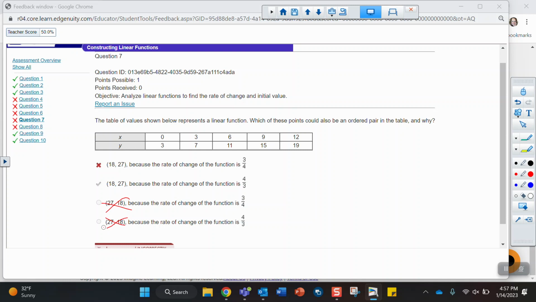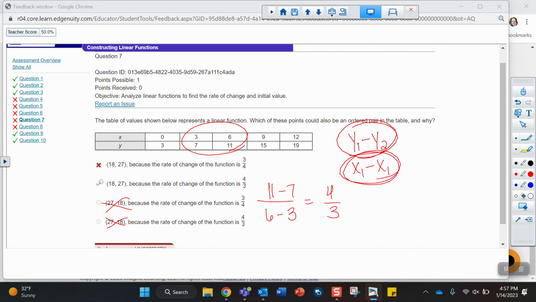I hope that they've shown the formula, y1 minus y2 over x1 minus x2. This is how we calculate this. If I take the second and third ordered pairs, you can take any 2 ordered pairs you want, if I do 11 minus 7 over 6 minus 3, I get 4/3. It's always the y's on top and the x's on bottom. So in the answer choice, you have the right ordered pair, but you have the x's and the y's flipped. Just make sure that when you're calculating these rates of change, we always put the y's on top in the numerator and the x's on the bottom.